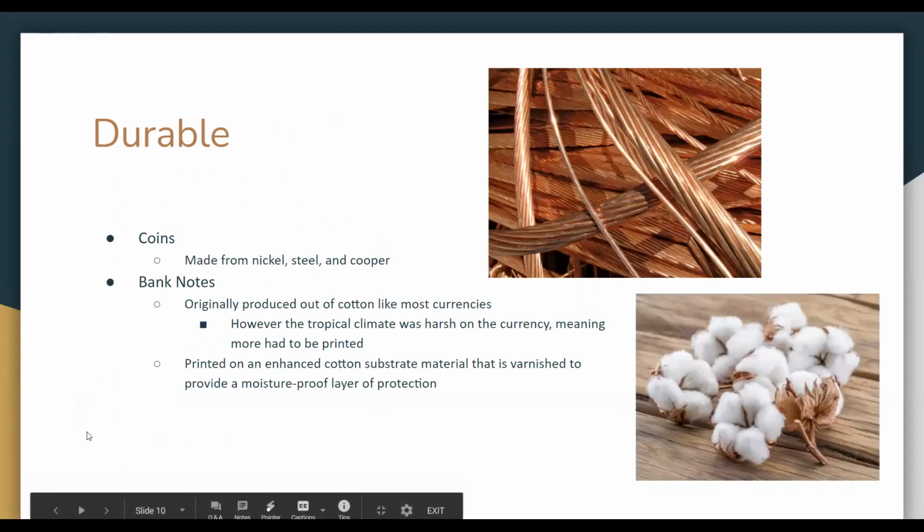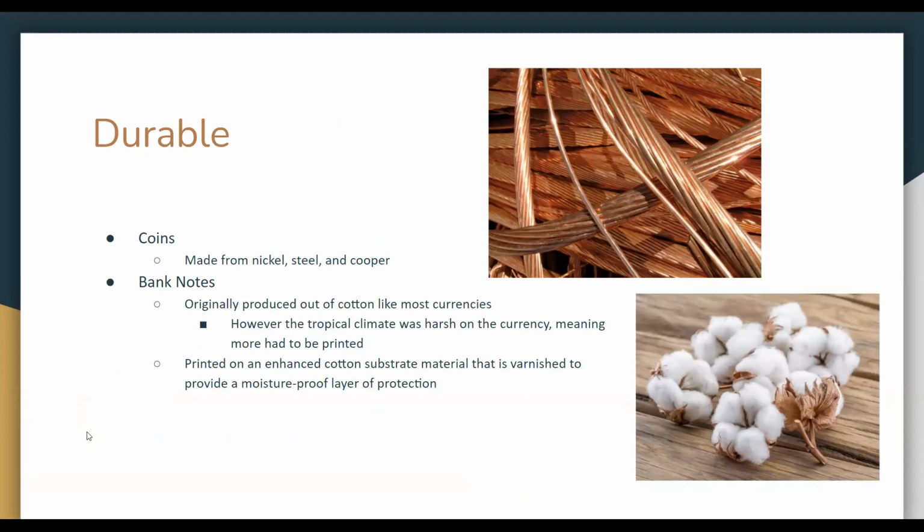Thank you, Derek. I'm going to talk briefly about some of the durability of the Jamaican dollar. The coins are made from the usual things that coins are usually made out of: nickel, steel, and copper. Originally, the Jamaican dollar was printed on cotton sheets of paper, but because of Jamaica's warm climate, they had to fix that, and they had to add an enhanced cotton material over top of it, to make sure that the banknotes do not disintegrate as easily, and to make the physical currency last longer.